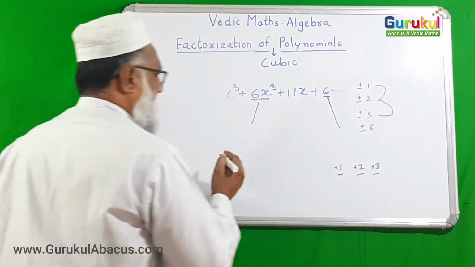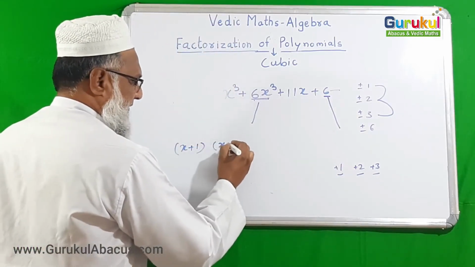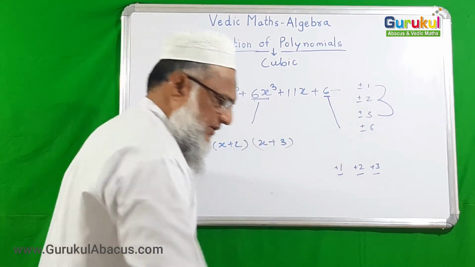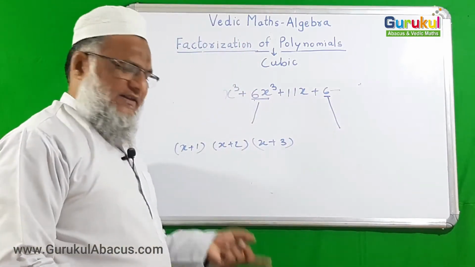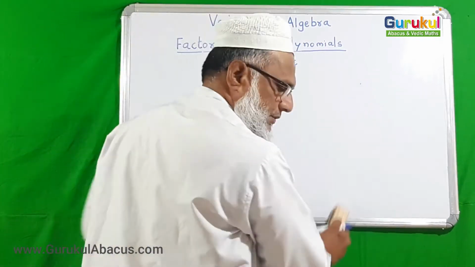Now to write it in this form: x plus 1, x plus 2 and x plus 3. Those are the three factors of this example. In this way it is very easy. Now we are taking one more example so our concept will be clearer.